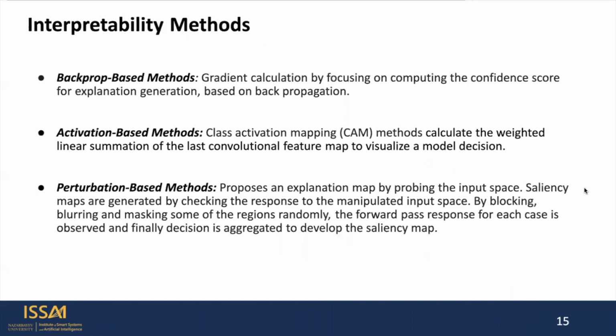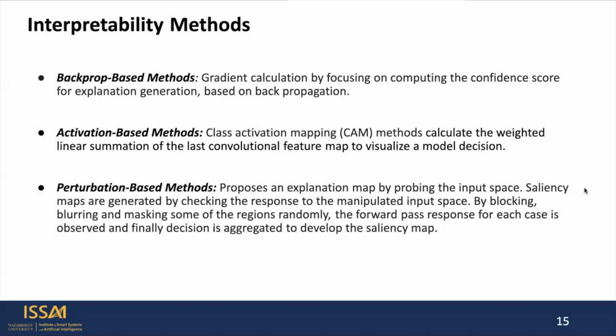Interpretability methods can be categorized into three large groups. One of them is backpropagation methods, another one is activation-based methods, and the third one is perturbation-based methods. As the name suggests, backpropagation methods rely on the backpropagation process inside the neural network, how gradients are calculated during the backpropagation process, and this gradient calculation is used to compute the confidence score for explaining the generation.